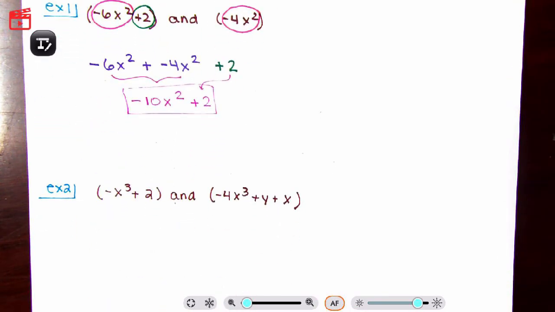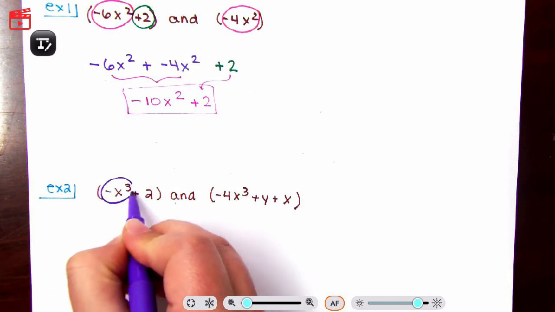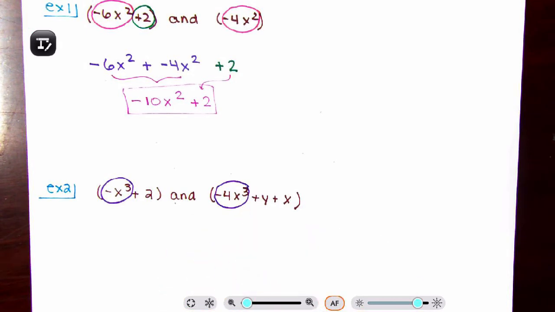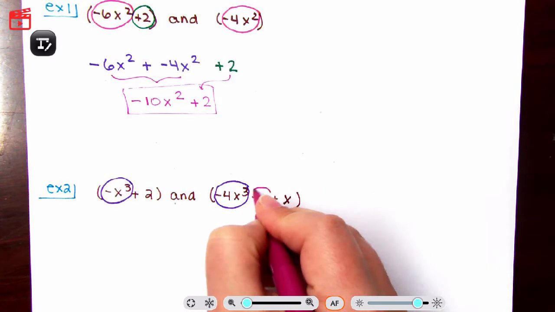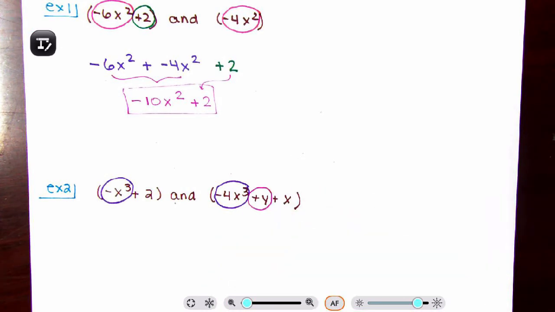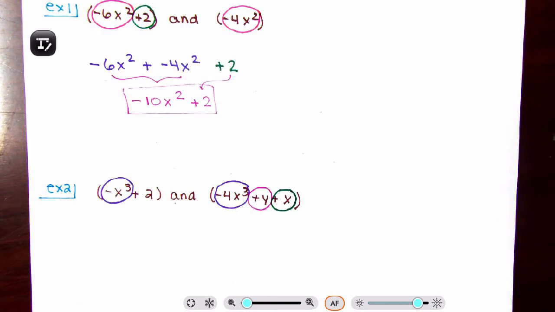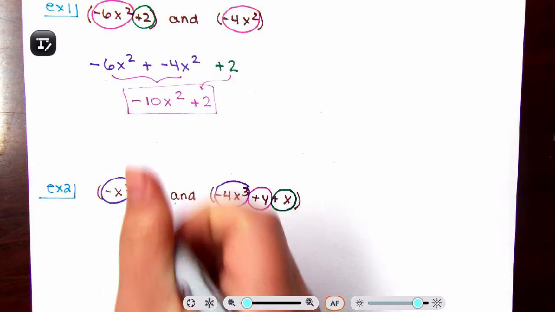Final example for our adding polynomials. Here is a negative x cubed. Here is an x cubed that also has a negative 4. Here I see a positive y. Here I see an x. And here I see a constant.